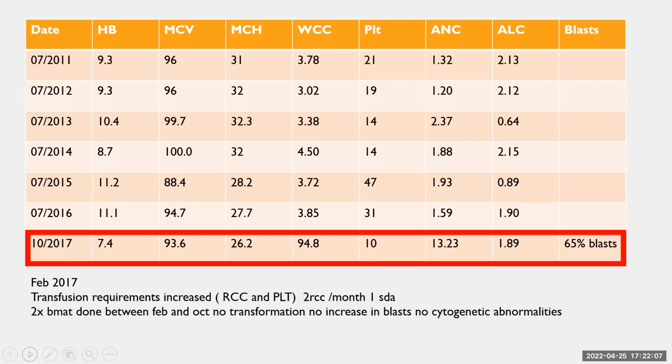In October, she then presented with an HB of 7.4. Her white cell count had increased to 94.8 and the platelets were 10. And then she had about 65% blasts on that peripheral smear. Then we went on to do a bone marrow aspirate and trephine. Next slide, please.